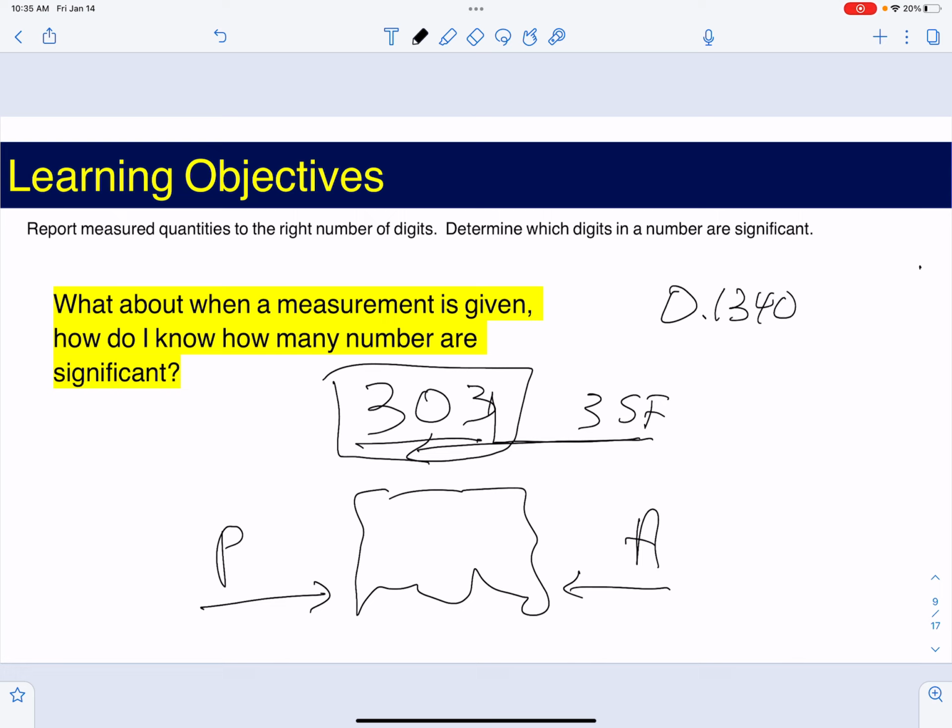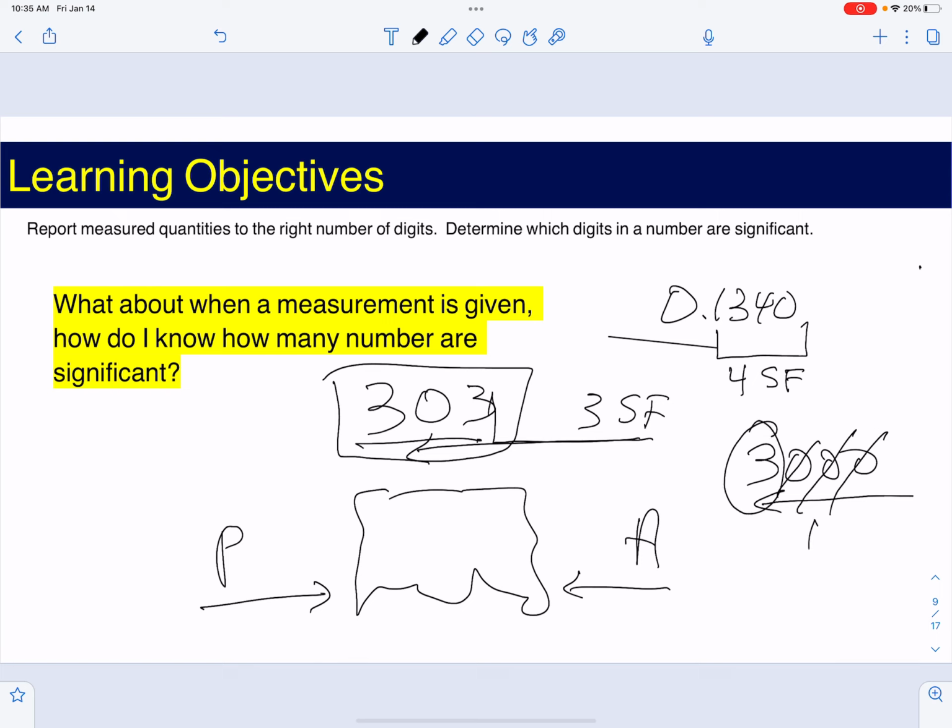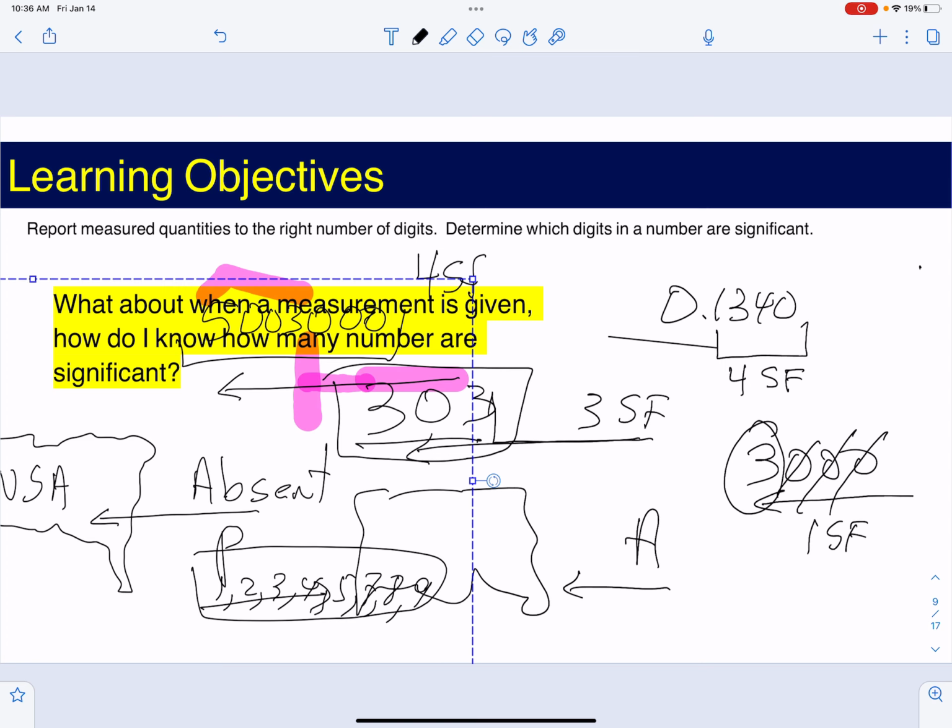0.1340. There's a decimal present, so I'm going to go left to right, and I'm going to start counting everything the moment I find a number. What about this number? The decimal is absent, so I'm going to go from right to left, and I'm going to start counting the moment I find a number. So 1 significant figure, and so on. So make sure you practice that. If you do that, you can forget about leading zeros, trailing zeros, sandwich zeros. You can go from 7 rules all the way to this analogy.